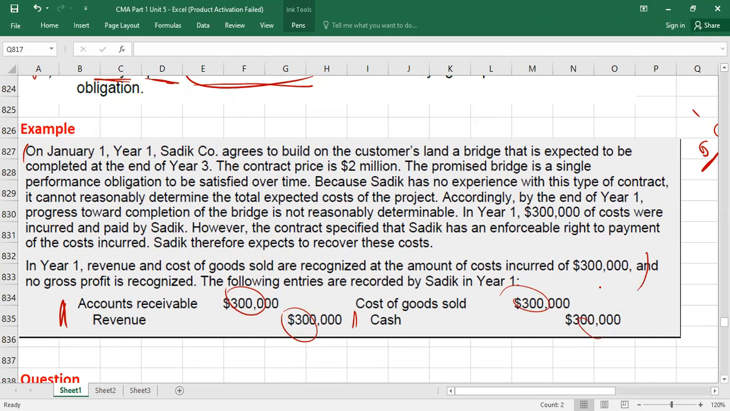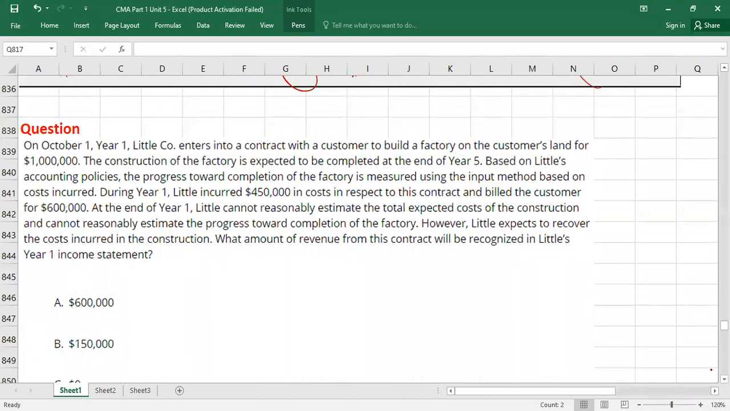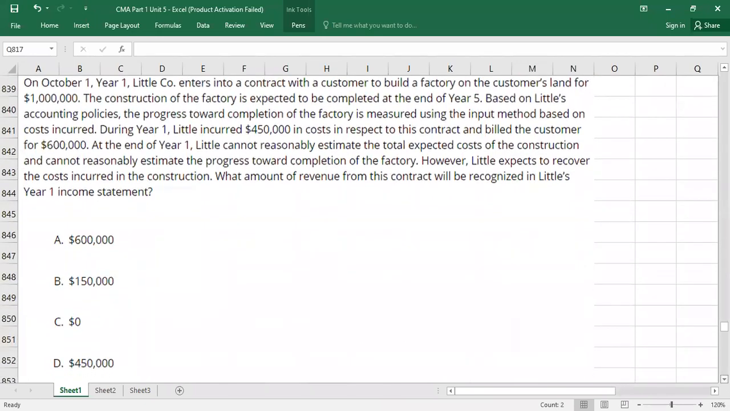Understood? Now, guys, there's one more question. So let's have a look at this question. Can you read this question, please?